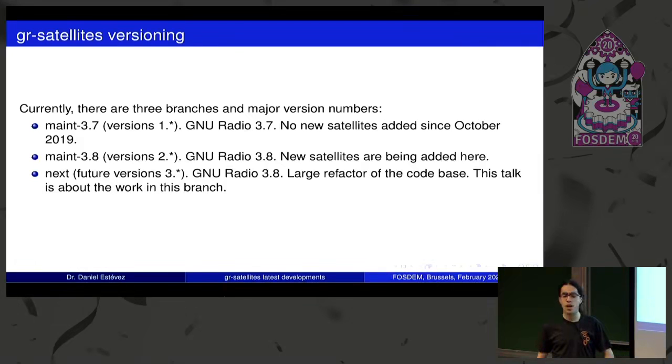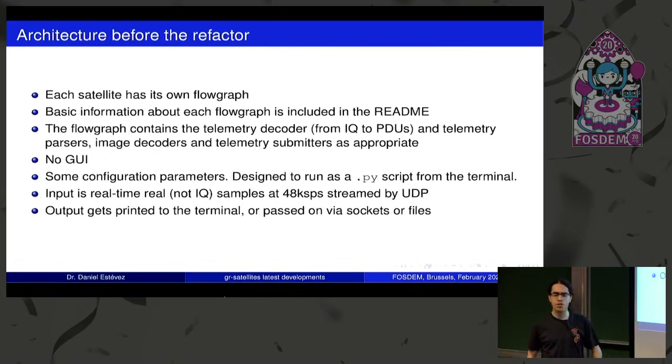But this talk is about a large refactor I'm doing right now to all the code base of GR satellites. This is in the next branch, and when it's ready, it will be released as version 3.0.0. So let's talk about how GR satellites looks like inside to motivate the need for this refactor. Each different satellite has its own flow graph. We're talking more than 80 different satellites, so that's a huge amount of flow graphs. Basic information is written in the README about each of the satellites or flow graphs, such as the kind of protocols for error correction and CRC codes it uses. So the README file is quite useful, but very, very long.